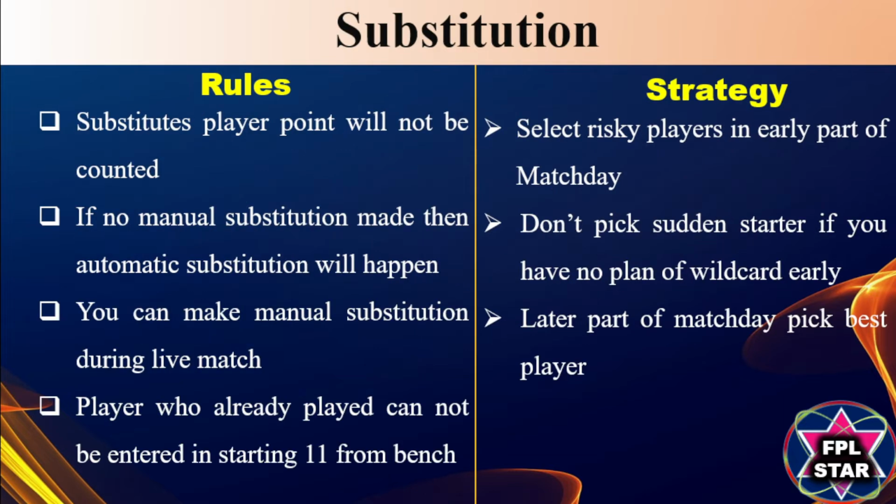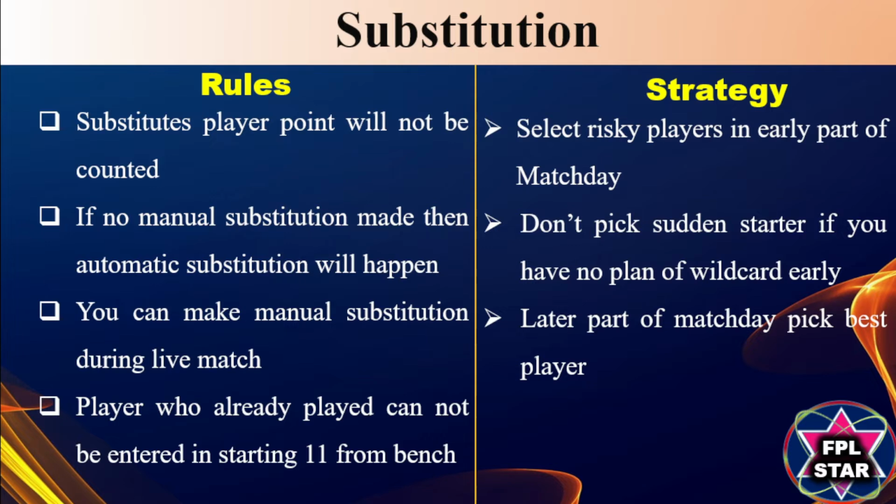Now moving on to the other rules, substitution. Your substitute players' points will not be counted because your 11 players' points will count, but you have 15 players, so these 4 players will not be counted. If no manual substitution is made by you, then automatic substitution will happen, and you can make manual substitutions during the live match. This means if your player doesn't play, then you can substitute him, but if he plays then you cannot substitute him. If your player has already played, then you cannot substitute him from the bench, but if your player is in the starting 11, then you can substitute him with a bench player who is not playing.